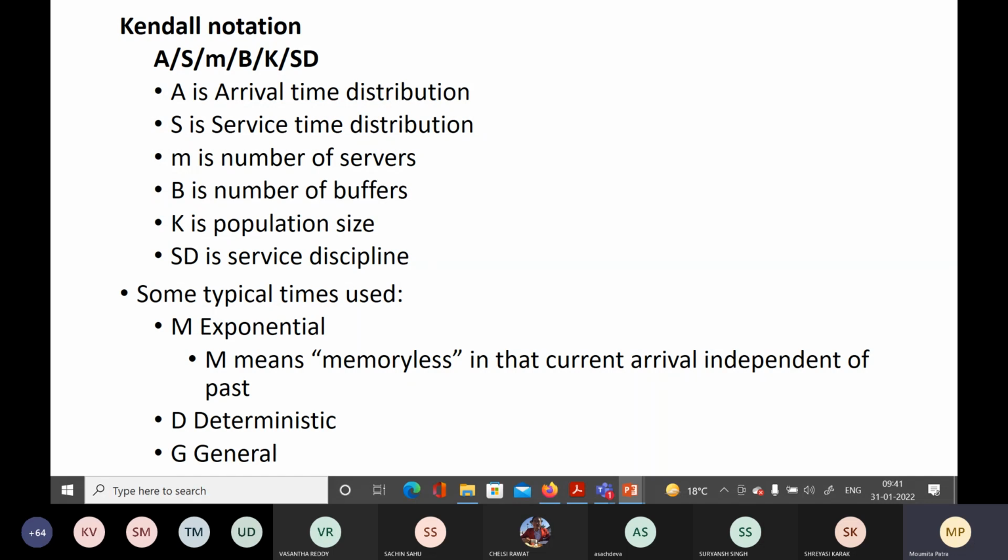What is your name, please? Can you please tell your name? You told about the memoryless property. Vasant, ma'am. Okay, so Vasant told about just one representation of the memoryless property. I think it needs a little more thought on what you said.